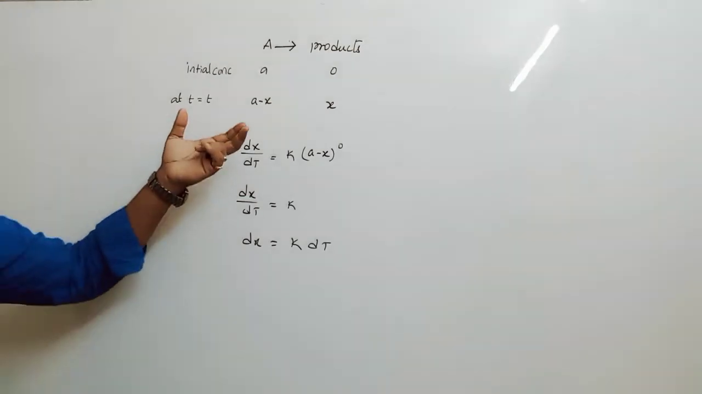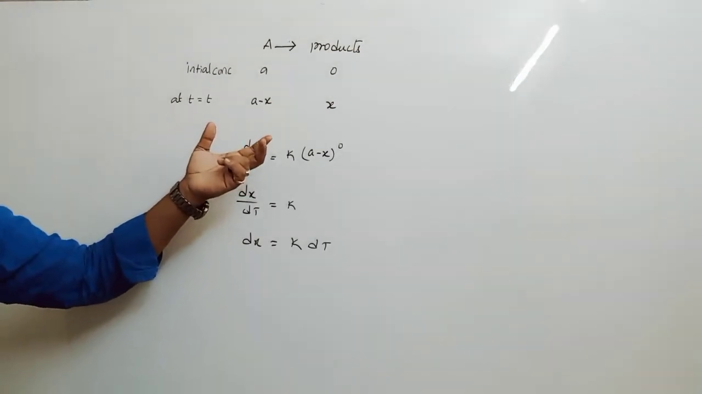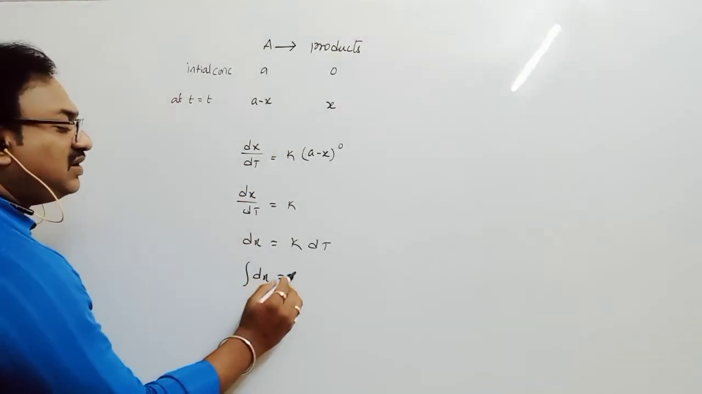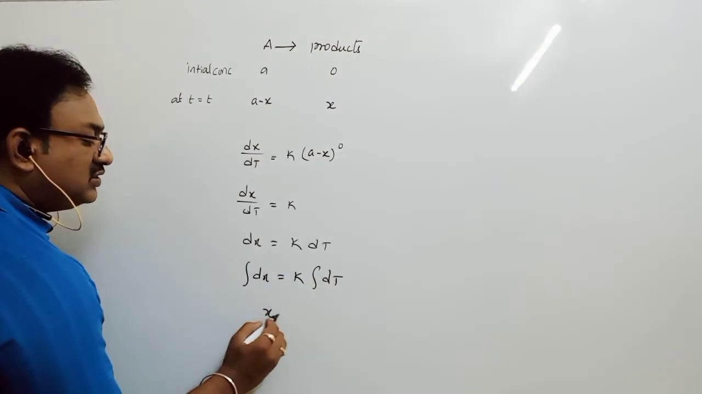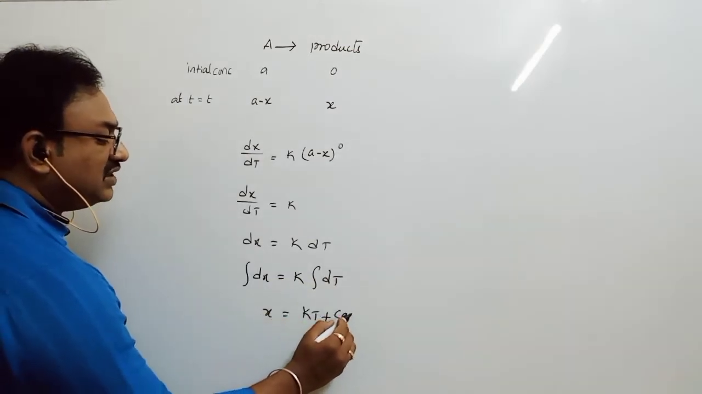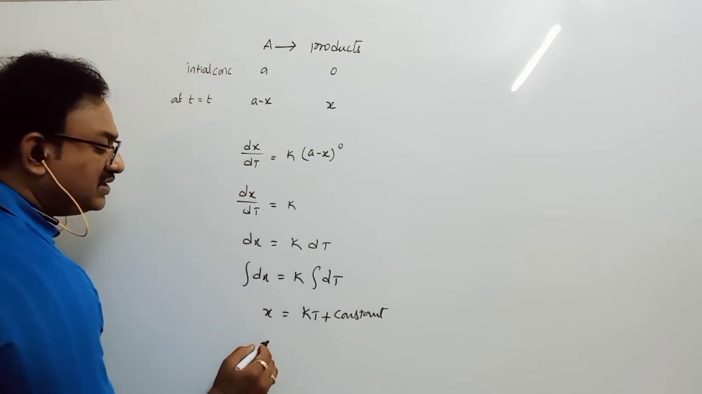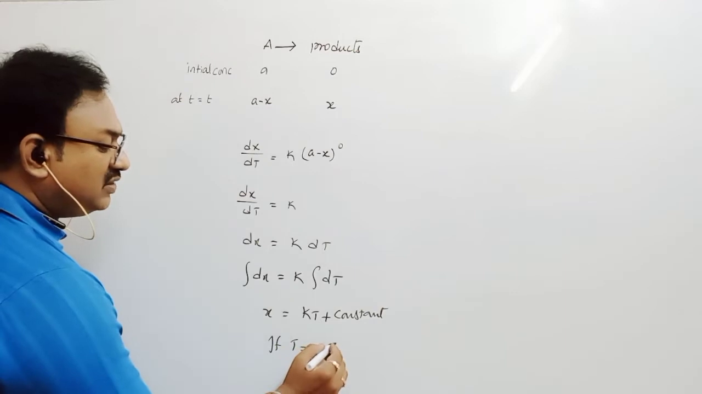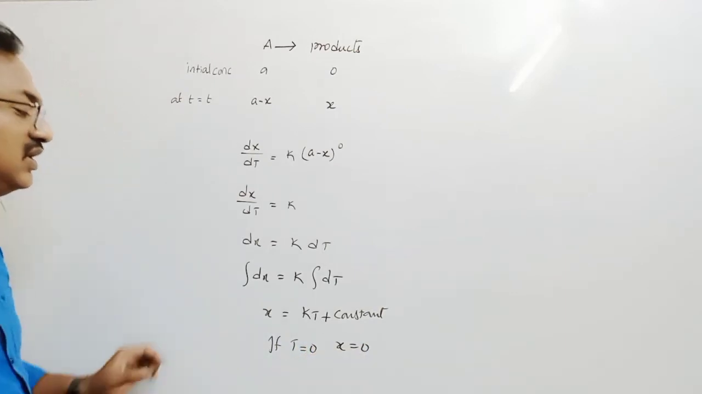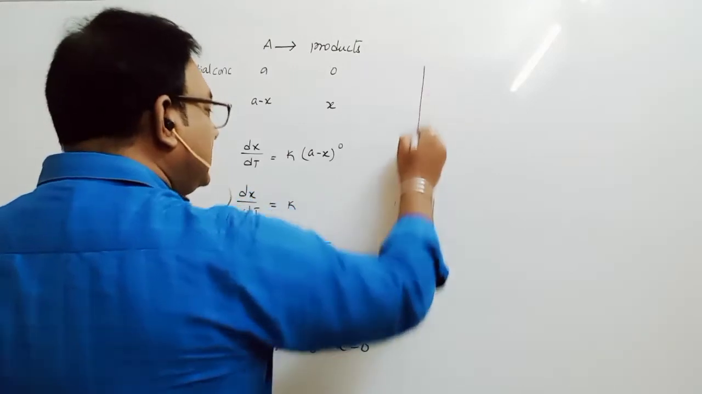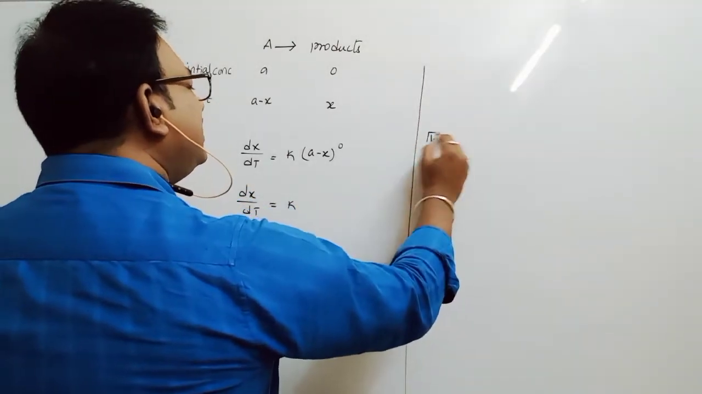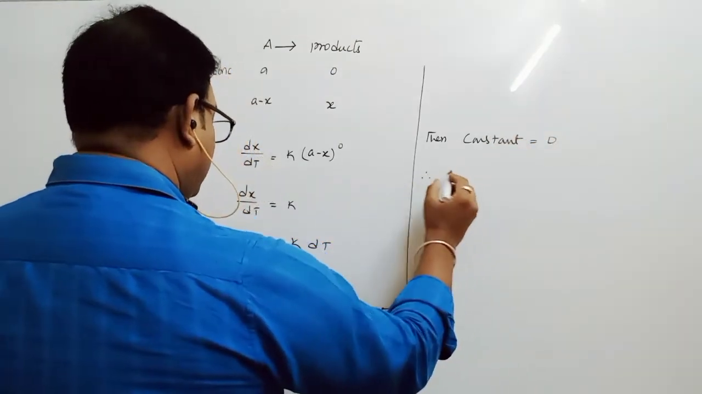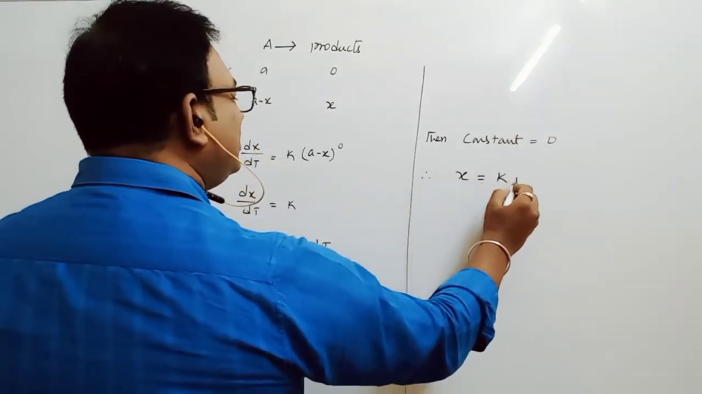Okay. So, in terms of x, if you consider, it will be like this. Now, integrate. Integral dx is equal to k into integral dt. So, x is equal to kt plus constant. Next, if t is equal to 0, at the initial state, then x is equal to 0. Then the constant will be equal to 0. So therefore, x is equal to kt.